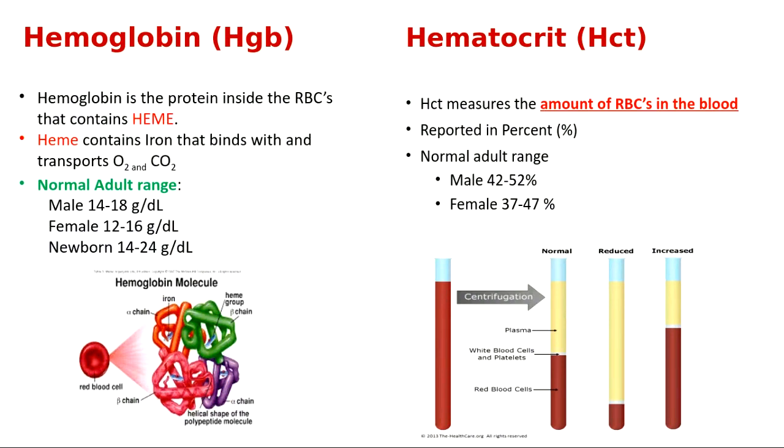So in the picture in slide number 14, we have a small tube of blood that is centrifuged and is separated into red blood cells at the bottom, then the buffy coat that contains the white blood cells and the platelets, and then the plasma on top. And that is what is considered normal. It's about 45% of the whole blood.